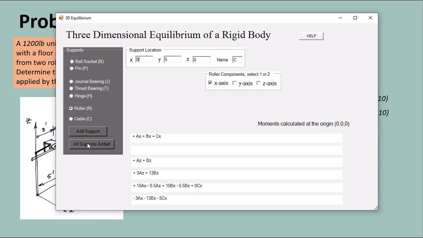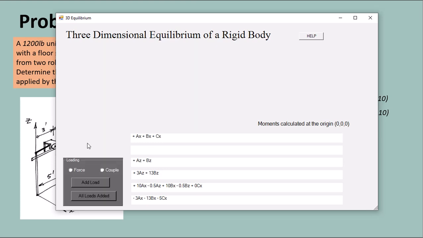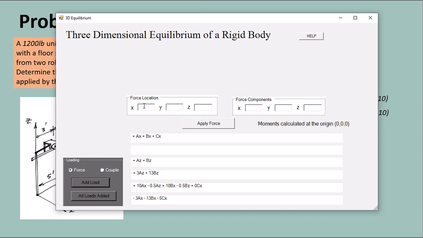All supports added. We click on all supports added. Now we want to add the load, which is a force. So we add the load. The location is, components are 0, 0, negative 1200. We apply the force.